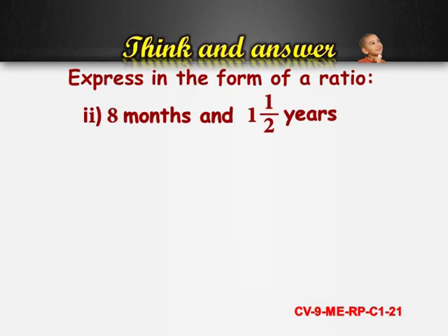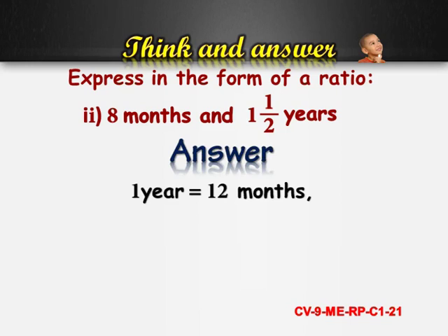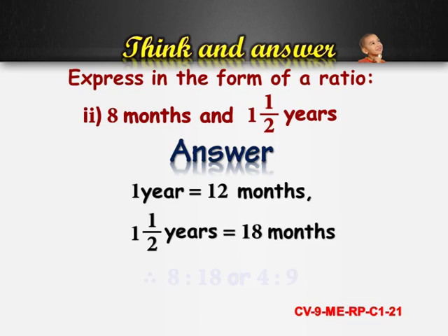Question number 2. 8 months and 1.5 years. Here, year and months are in different units. For this answer, let us express years in months. 1 year is equal to 12 months. Therefore, 1.5 years is equal to 18 months. Therefore, 8 is to 18 or 4 is to 9 is the answer.